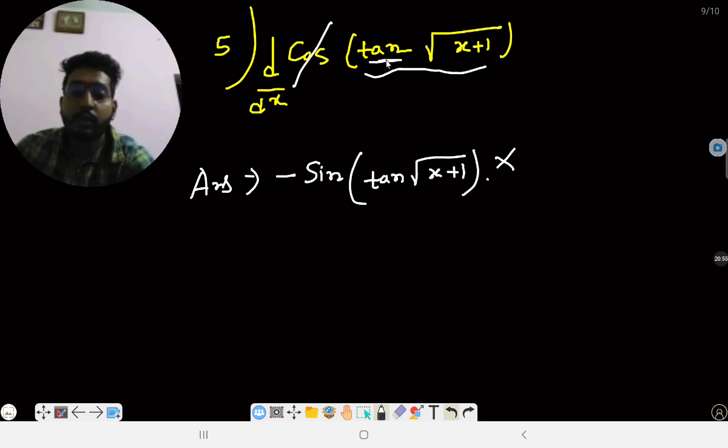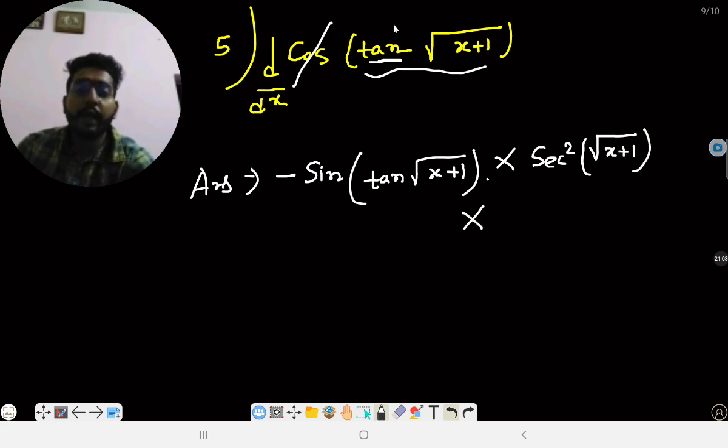Now what is the next one? Next function is here tan. Now what is the derivative of tan? Derivative of tan is sec square, and whatever be inside you have to write it down, root x plus 1, into. Now tan again done. Now next is root.